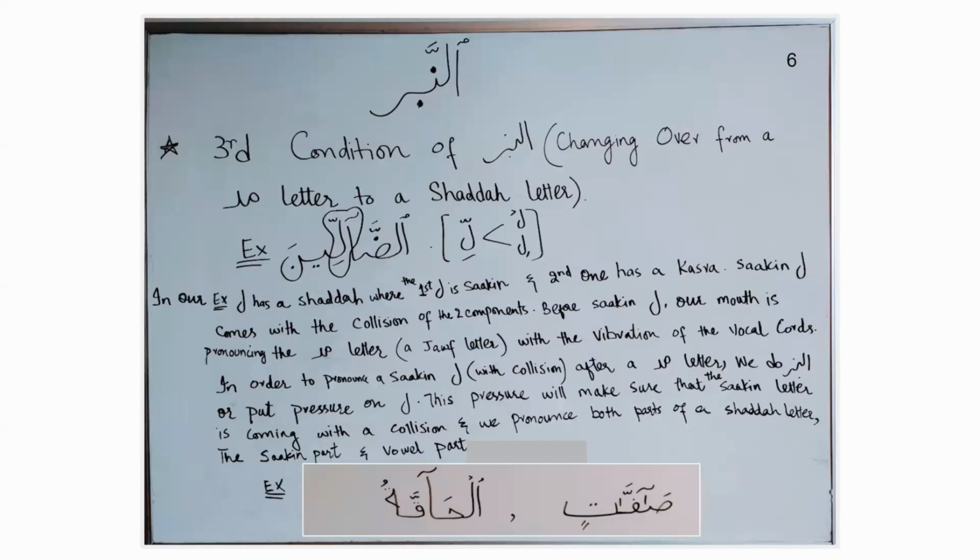So we have to make sure to do nabr, make the sound a little bit louder than the letter next to it when changing over from a mad letter to the first letter of the shadda to give both parts of shadda letter, the sakin part and the vowel part. So if you see in this example, this is how we will recite it by doing nabr.